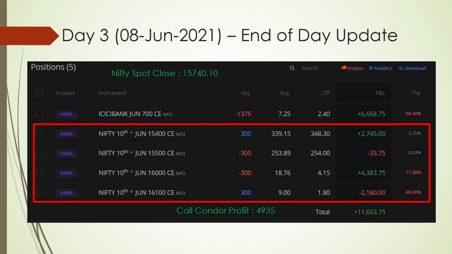We still have 2 days to go. We don't know what will happen. But if the market goes like this week we are going to make a super duper profit in this call condor. Nothing much to update. We are in very good profit.